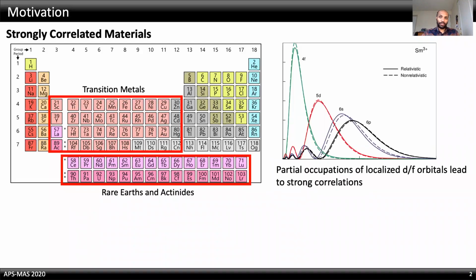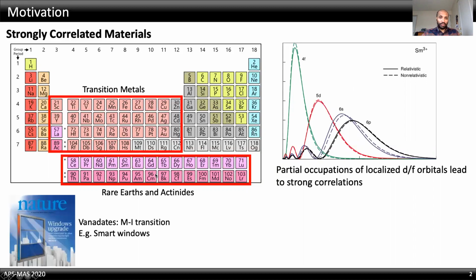First, I'll introduce what strongly correlated materials are. These materials lie in the transition metal and rare earth and actinide regions of the periodic table. What's remarkable about these materials is the localized nature of their higher order d and f orbitals. And this leads to a minimal overlap of their wave functions with neighboring orbitals, which in turn leads to prominent electron-electron interactions that cause these correlated effects.